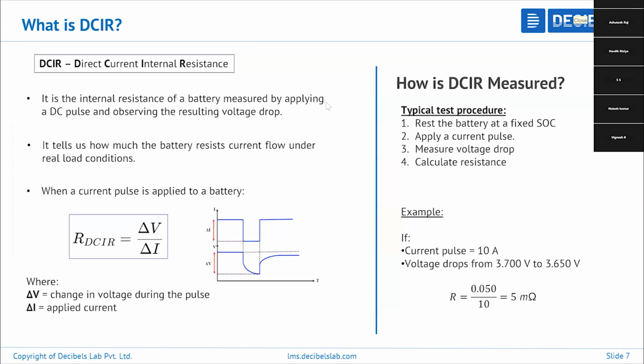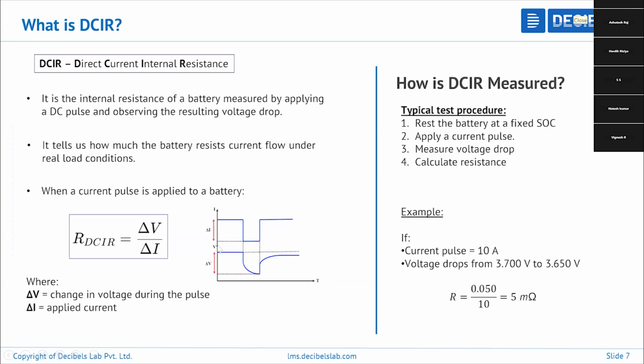So what is DCIR here? DCIR stands for direct current internal resistance. It is the internal resistance of the battery which is measured by applying DC pulses. When you excite the battery with DC pulses, there will be some voltage drop. We need to parameterize or fit those voltage drops to extract the parameters. I have given a simple case here: we have one discharge current, one pulse, and associated with this pulse we can see a voltage drop in that duration.